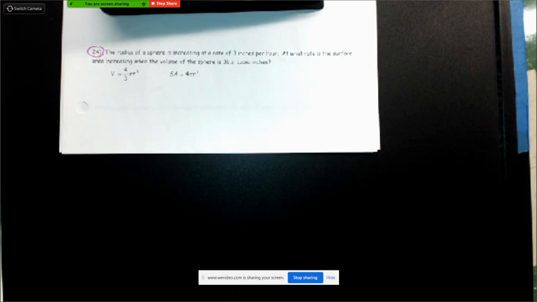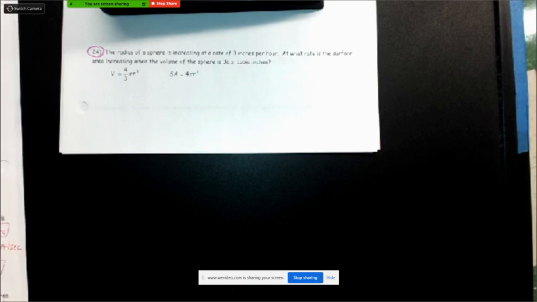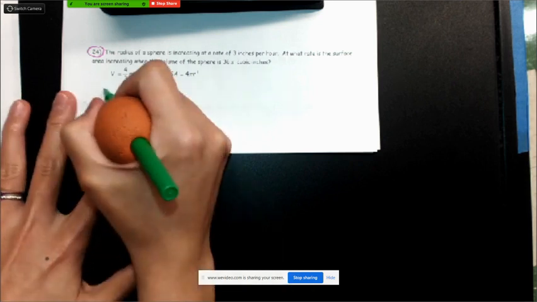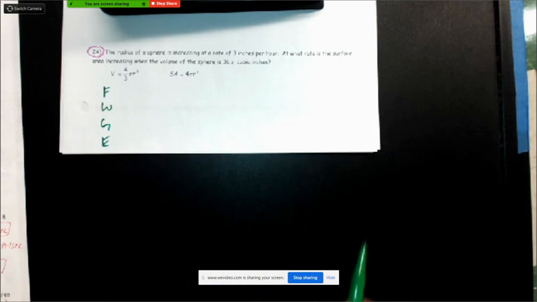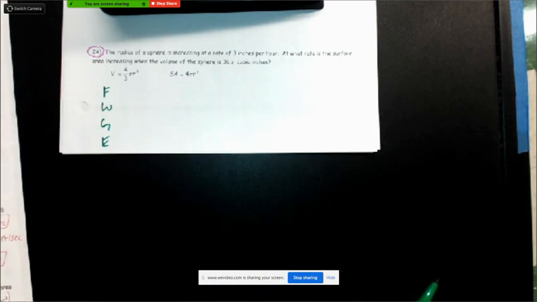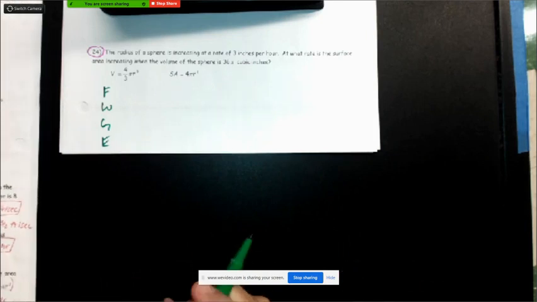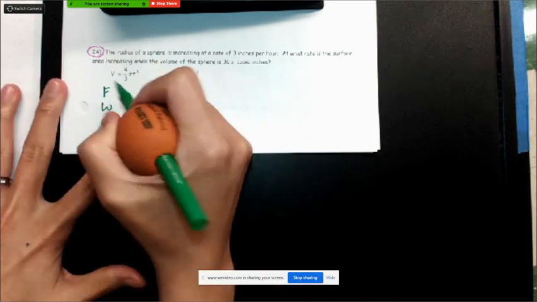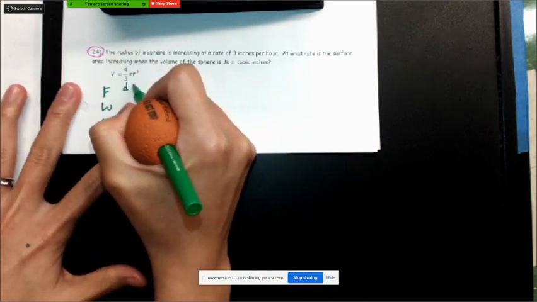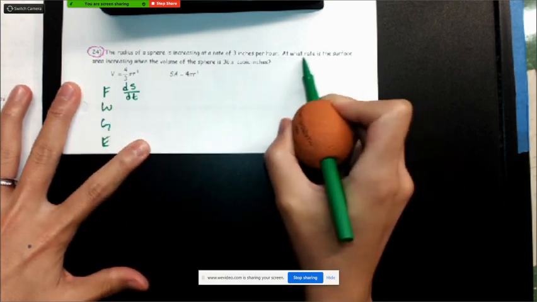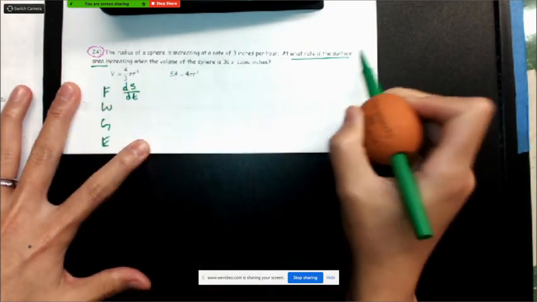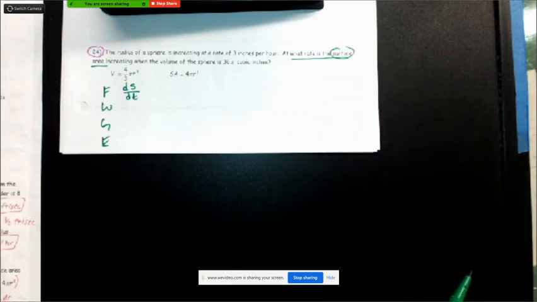The radius of a sphere is increasing at a rate of 3 inches per hour. At what rate is the surface area increasing when the volume of the sphere is 36 pi cubic inches? Okay, let's write out the given. I know some of you probably don't need this, but I'm just going to stick with the rule. It says, what rate is the surface area? So I'm going to write ds, as in surface area, over dt, because we're looking for the rate of the surface area, and I'm sticking with the s for the surface.